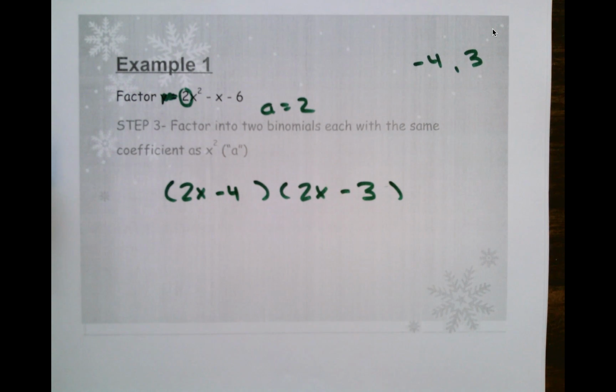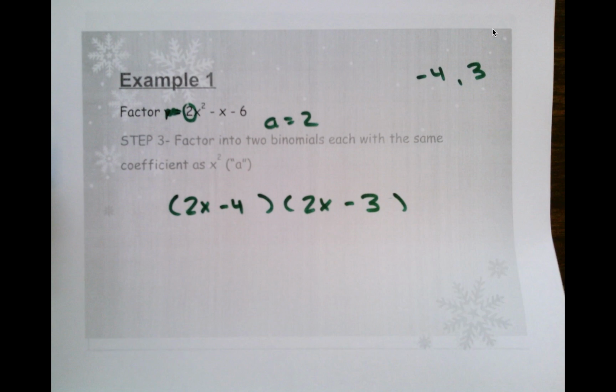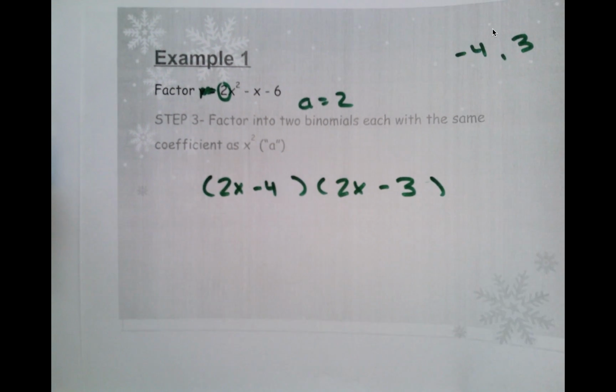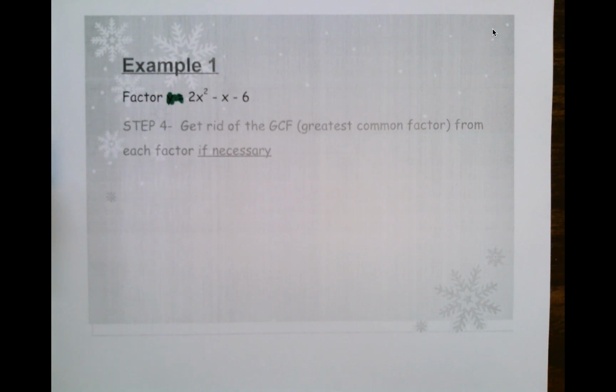In the past it was just, we had an a value of 1, that's why we wrote 1 and 1 as the coefficients in front of the x term. Now we write 2 because that's the a value that we had. Which again is not anything super different than what we have done. It's just now we're actually incorporating that a value. Last but not least, get rid of the GCF, greatest common factor, from each factor if necessary.